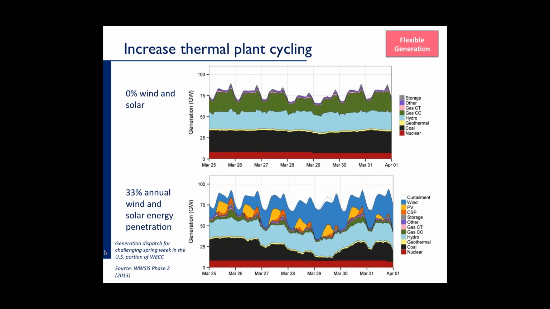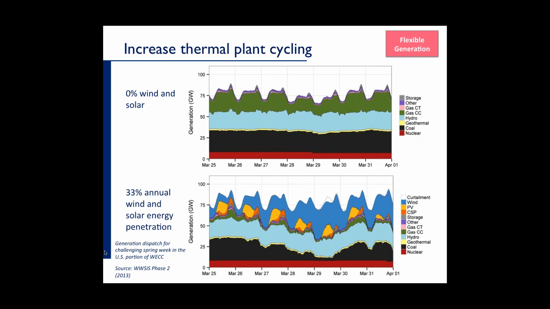So moving on, the other source of flexibility is increasing thermal cycling. These graphs came from a large study at NREL, and I don't want to go through all the gory details because there's a lot here, but I'd like to draw your attention to the black trace in the curve. Each graph is showing a week of generation. On the y-axis, we show how much generation in gigawatts is running, and we can see time on the x-axis. So I want to draw your attention to the black part, which represents the coal generation. And in the upper panel, we don't have any wind and solar, and the coal generation is running at nearly a constant level of output for the whole week.